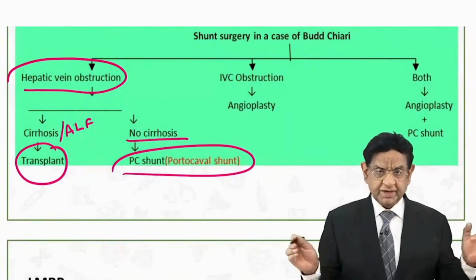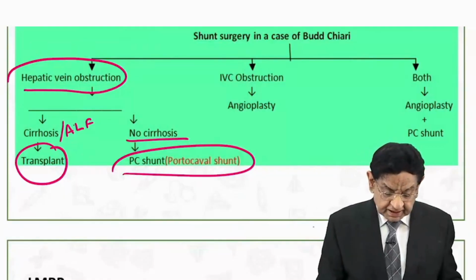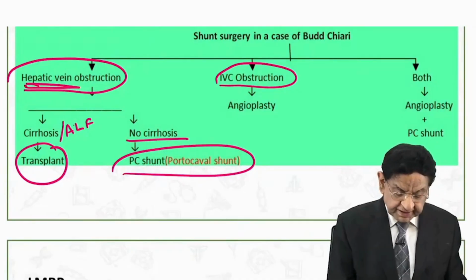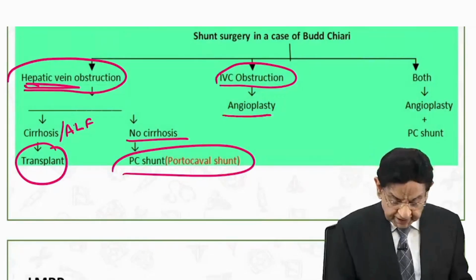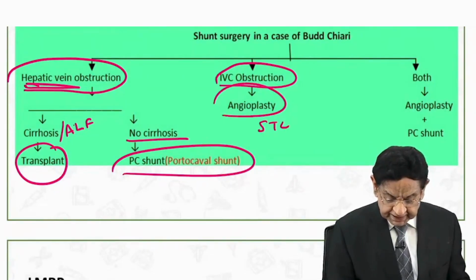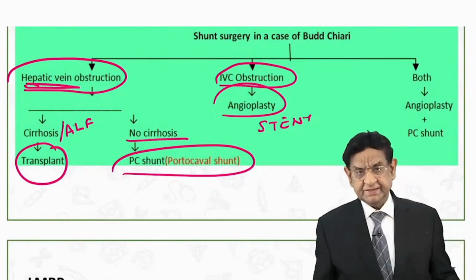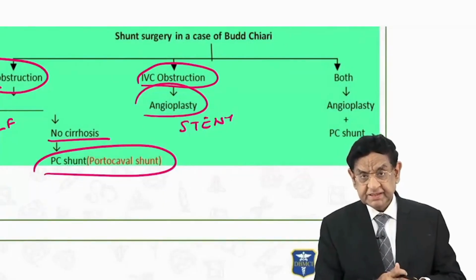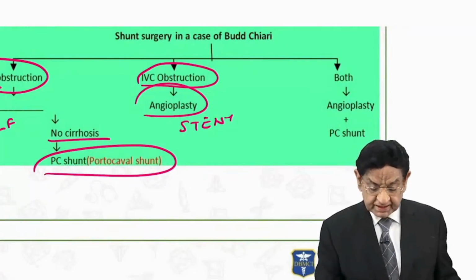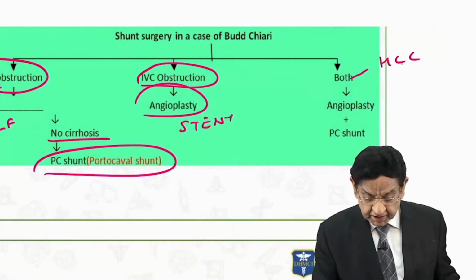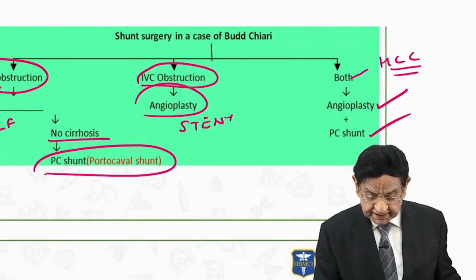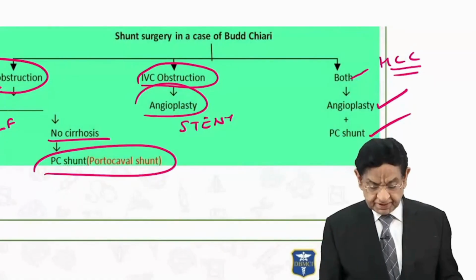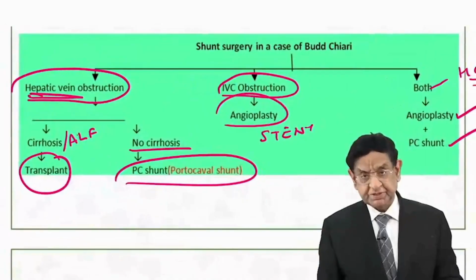But if there is no cirrhosis, then we can go for portocaval shunt. Shunt means we are creating a shunt. But if inferior vena cava is obstructed, it was hepatic vein, now inferior vena cava, we like to go for angioplasty, that is, we like to put a stent as I showed you in the previous slide. But if both hepatic vein and inferior vena cava are obstructed, this especially occurs in hepatocellular carcinoma, then do angioplasty as well as portocaval shunting. So this is a summary of how we are going to treat a case of Budd-Chiari syndrome.